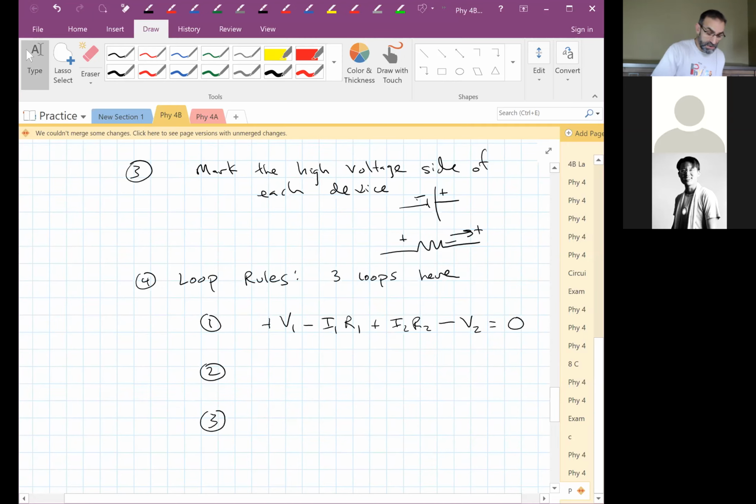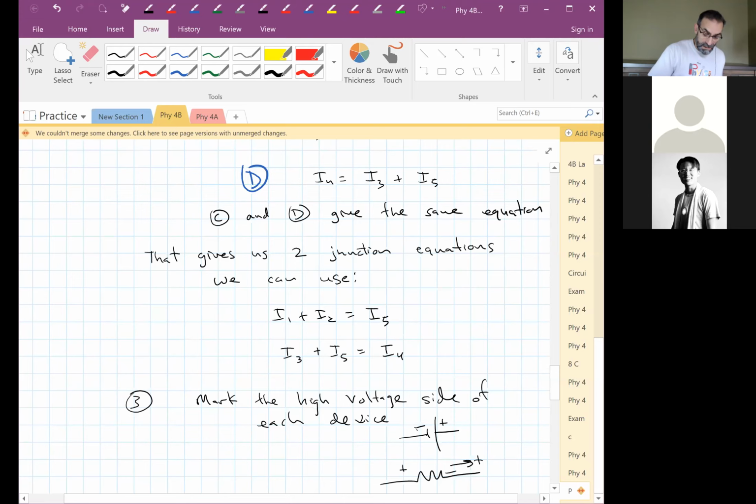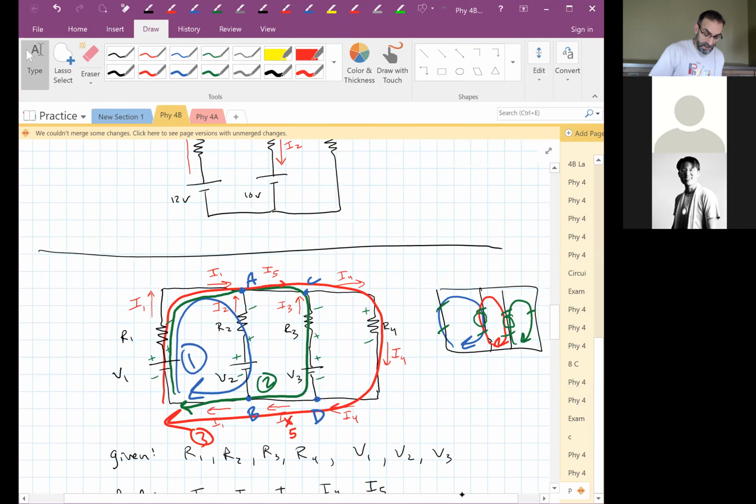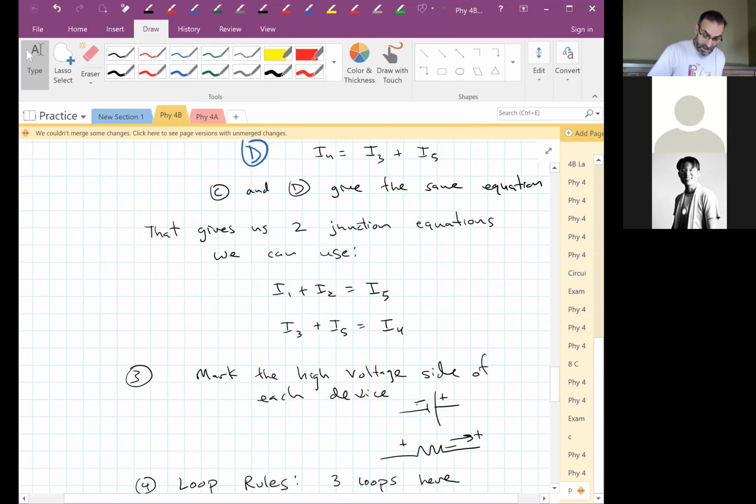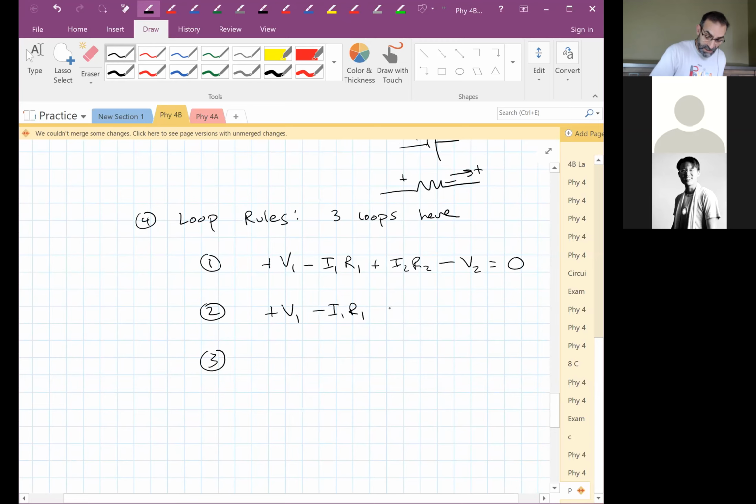Where are we? Number 2. Number 2, the first two are the same, right? And then we come down through the middle branch. So we've got an R3 and a V3 there. So we've got a minus, we've got a plus I3 R3, and a minus V3. And then we're back to where we started.